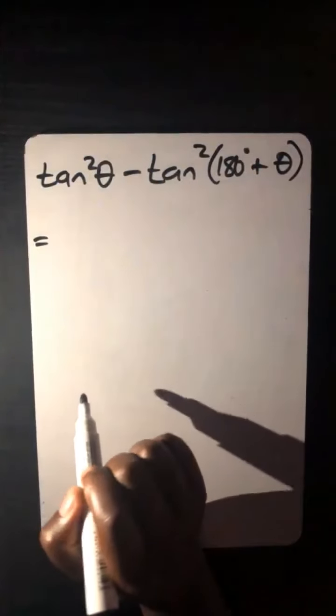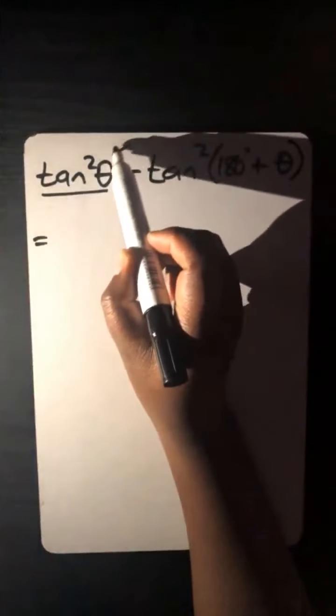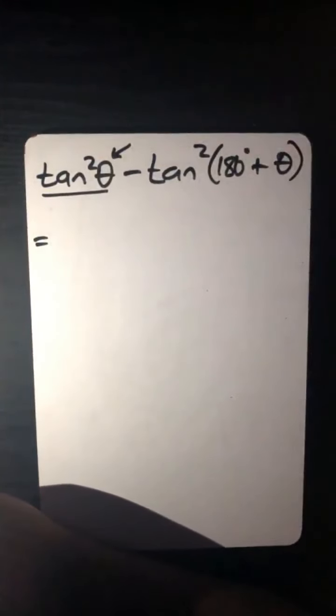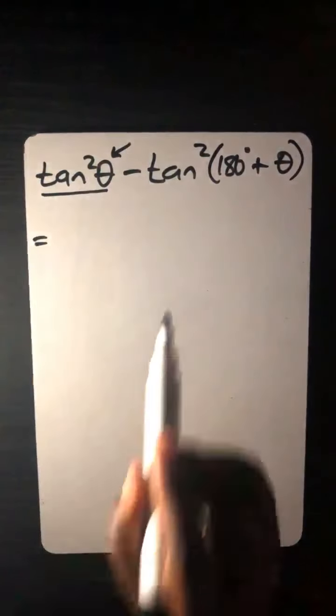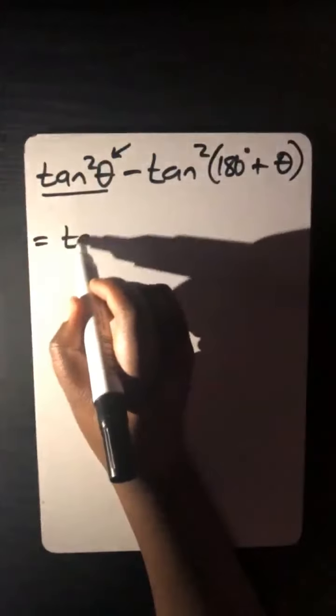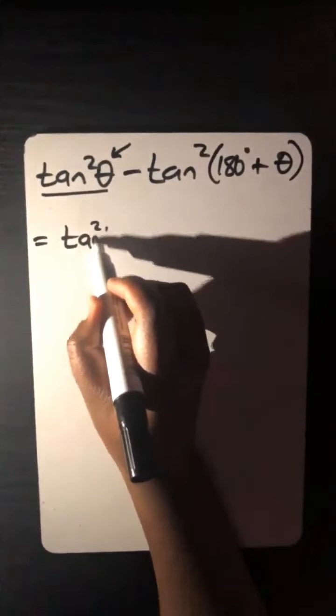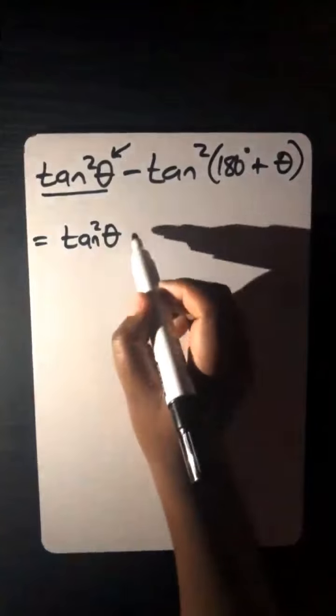So now let's work it out. Let's see. So this thing, guys, that angle, what can you say about that angle, Lerato? It is an acute angle. So because it's an acute angle, there's nothing that we can do. We cannot simplify that thing. We just write it as it is because that angle is an acute angle already. Nothing much that you can do.